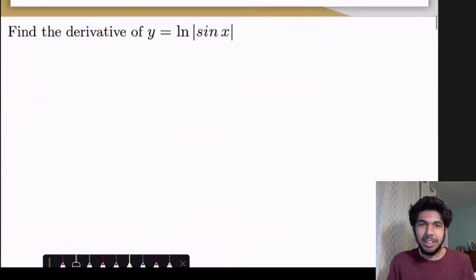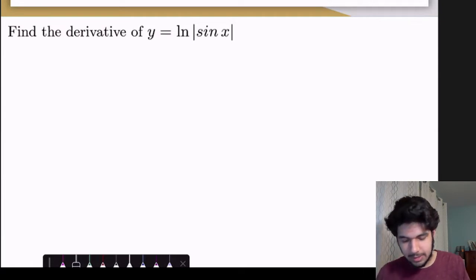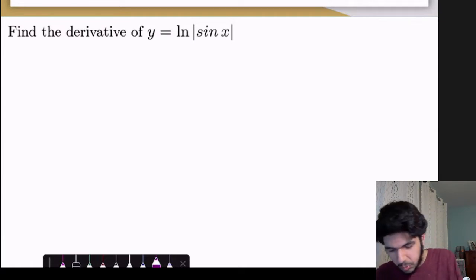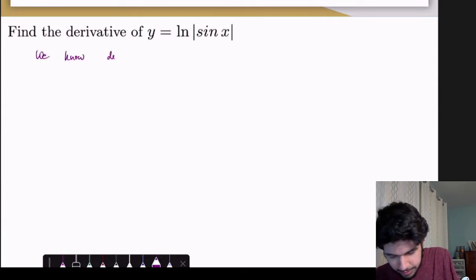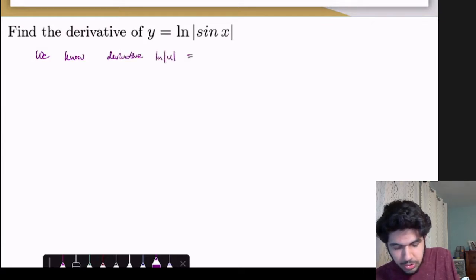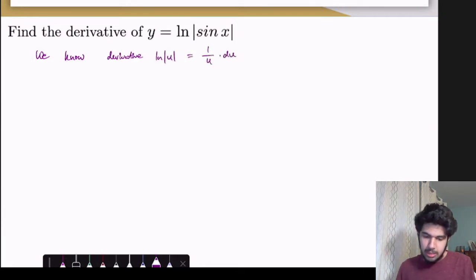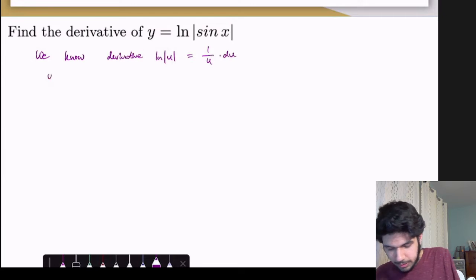Okay, let's try to work with what we know now. Our first question asks us to find the derivative of y equals ln of the absolute value of sine of x. We know that the derivative of ln of the absolute value of u is going to be equal to 1 over u times du. And remember, u is a function of x.